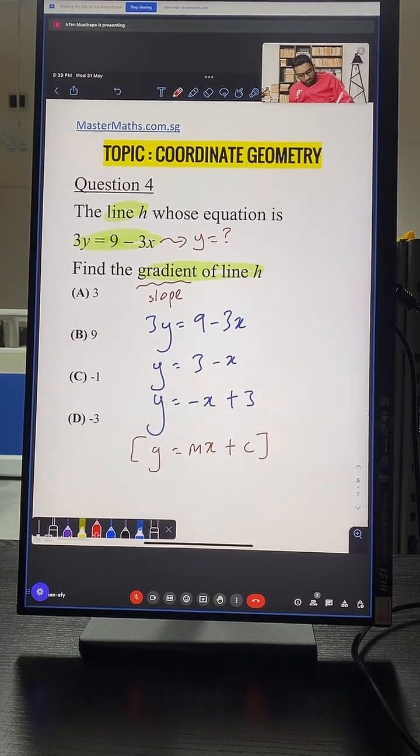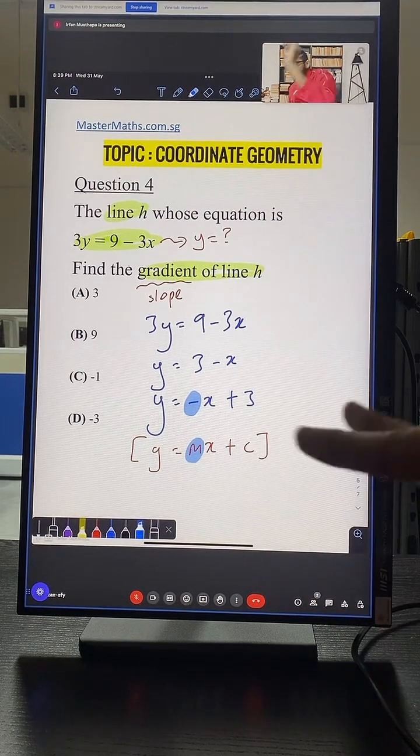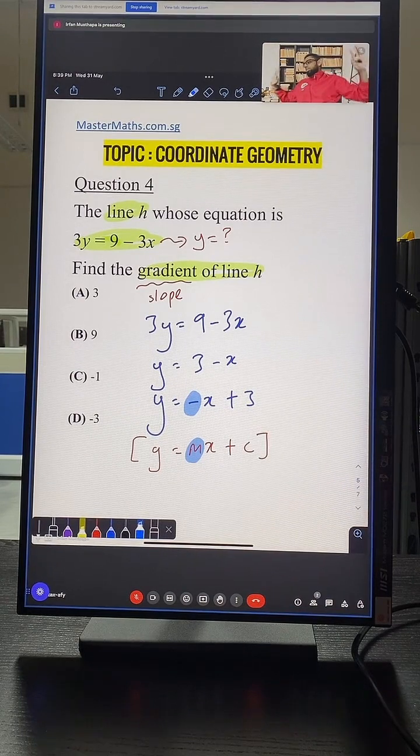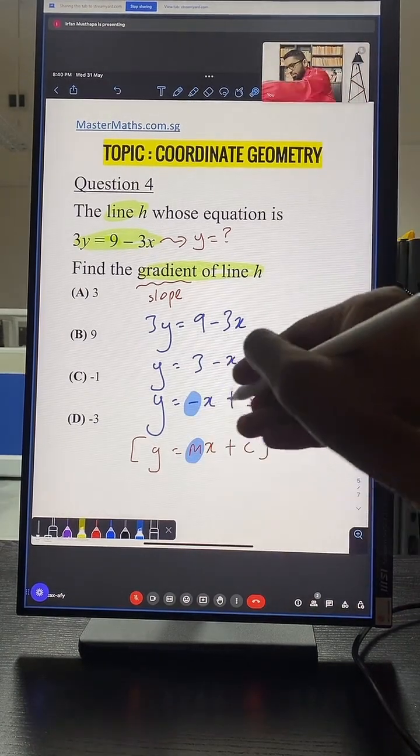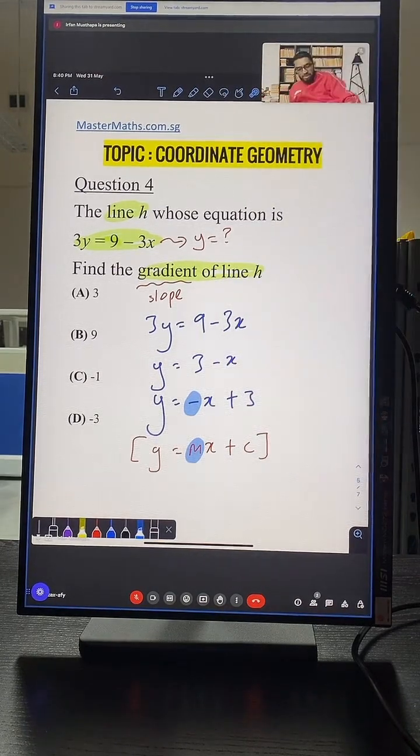So what is m, my friends? M is the gradient. So when you make y the subject, you can immediately tell the gradient. No need to think twice or thrice. Because y is already the subject, the gradient is going to be -1. If this is clear, smash the like button if you understand that the gradient in this particular question will just be -1.